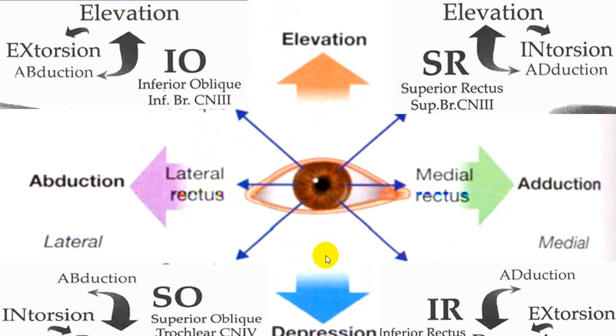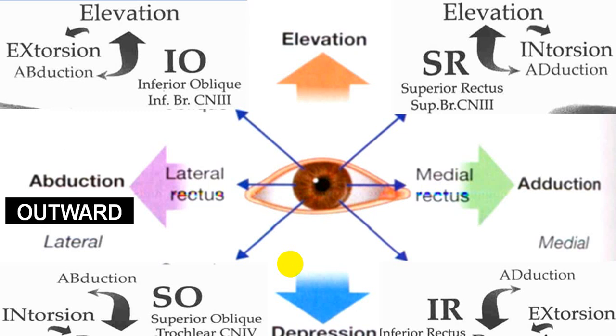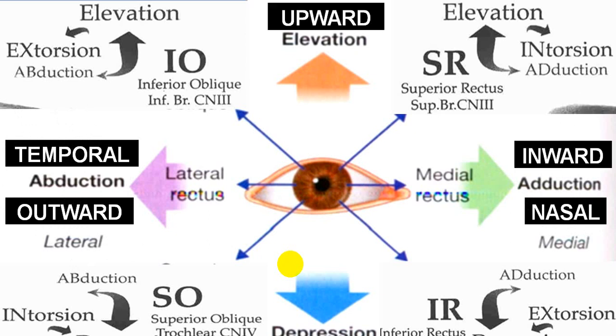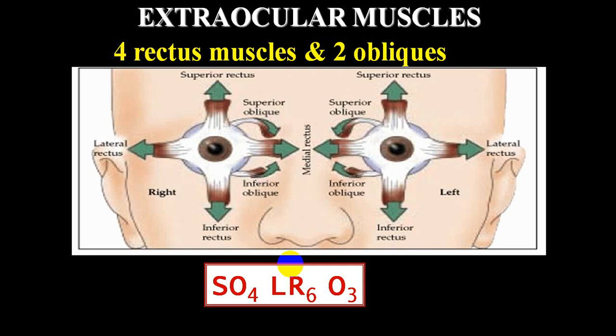So if one is paralyzed, with the unopposed action, the eyeball will be deviated to that side. So these are all the different actions. Lateral rectus will be outward or abduction or temporal or lateral movement, while medial rectus will be adduction, nasal, medial or inward. Elevation or upward movement will be done by superior rectus and inferior oblique, while downward movement will be by superior oblique and inferior rectus.